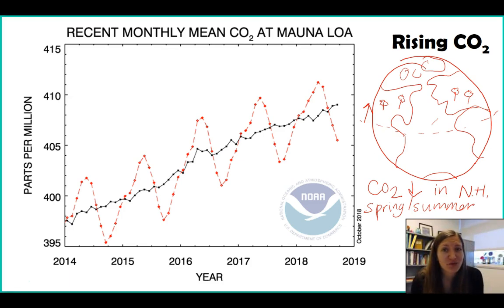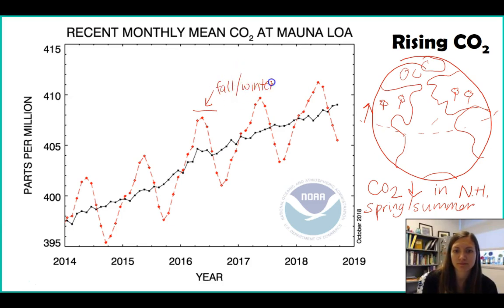Now, the southern hemisphere is really not affecting this that much. There's not really that many plants in the southern hemisphere as compared to the northern hemisphere. So the northern hemisphere is controlling this trend. They're controlling how much carbon dioxide is in our atmosphere. So it gets really high. This is going to be fall and winter. And it's getting really low after our spring and summer.